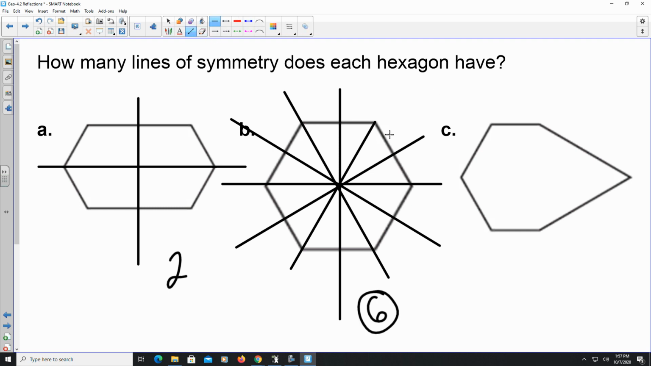And then to finish up C, it appears like there is only one line of symmetry. And that is being able to look at reflections. I hope this helps.